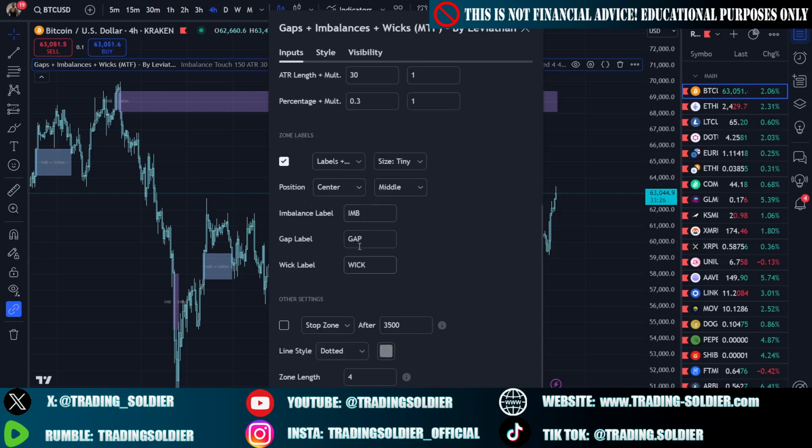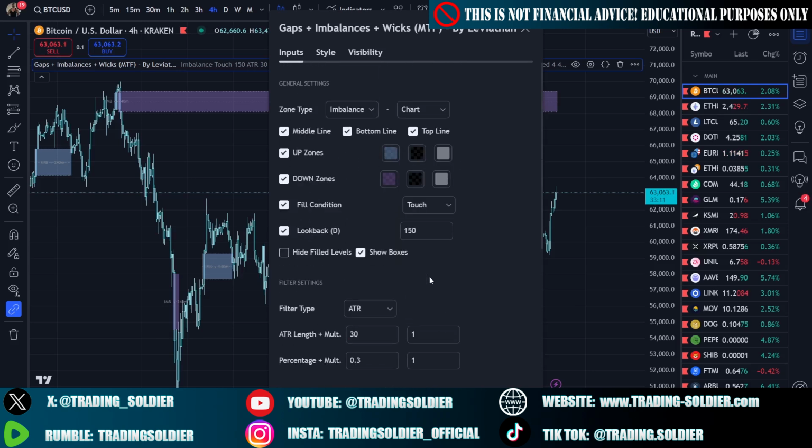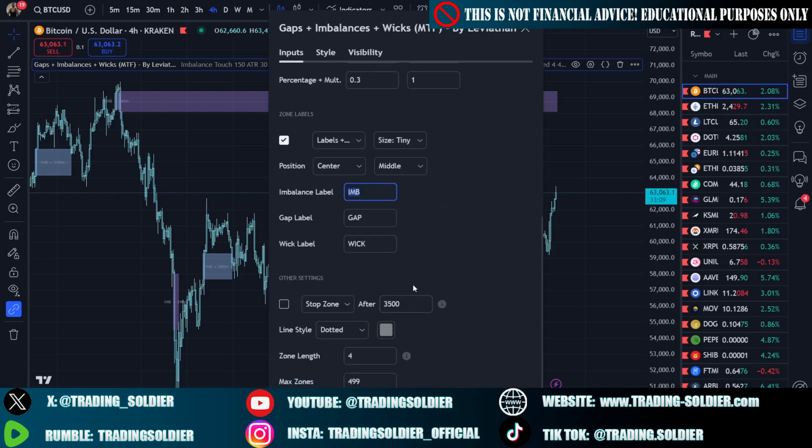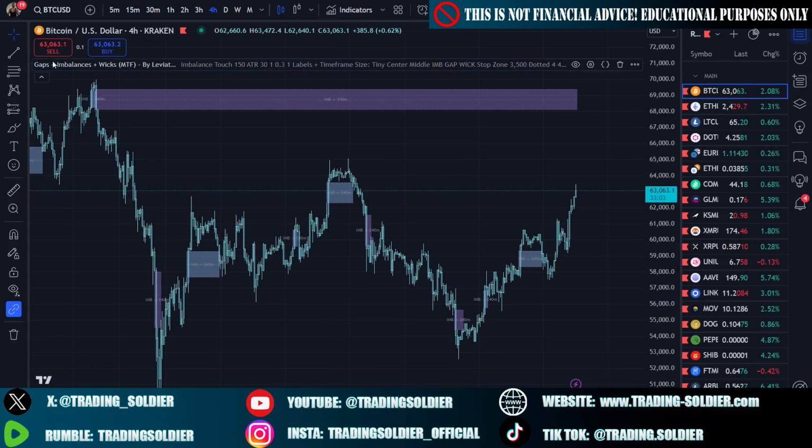And also here you can change the labels of the imbalances. Okay, the zone labels, you can change the labels that are printed, and also the size of the letters, the font, and everything. These are minor changes to the indicator, but you can customize it, and it's also a pretty cool feature.